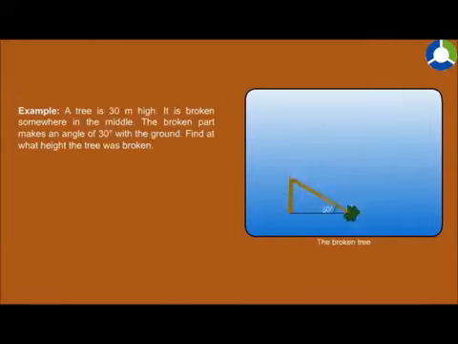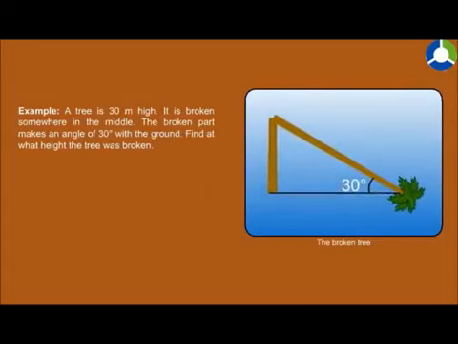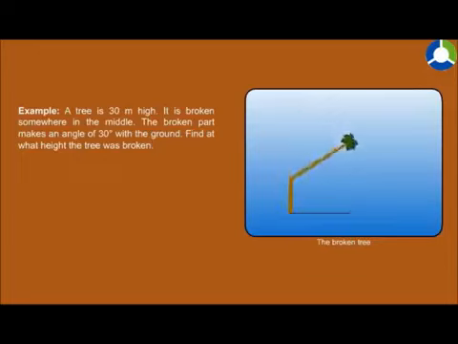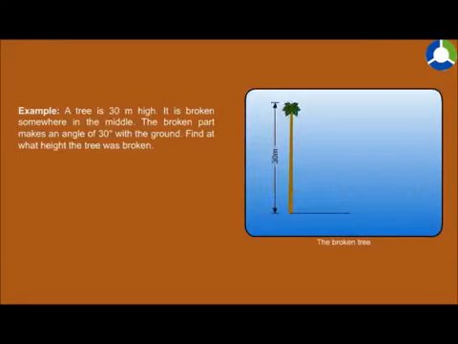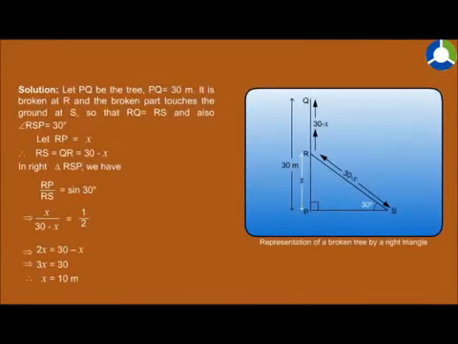Example: a tree is 30 meter high. It is broken somewhere in the middle. The broken part makes an angle of 30 degree with the ground. Find at what height the tree was broken. Solution: let PQ be the tree. PQ equal to 30 meter.